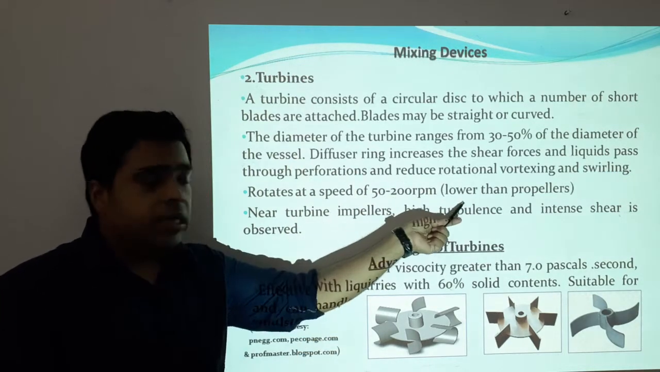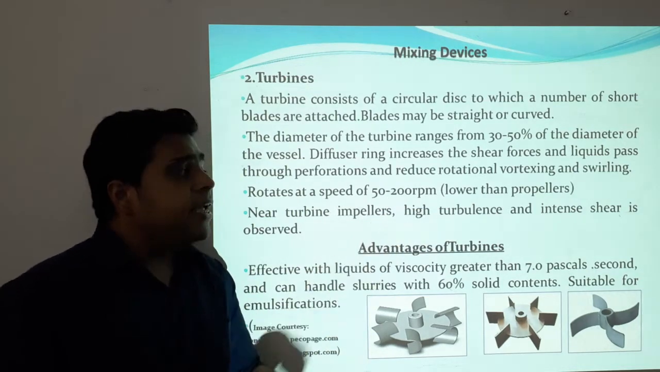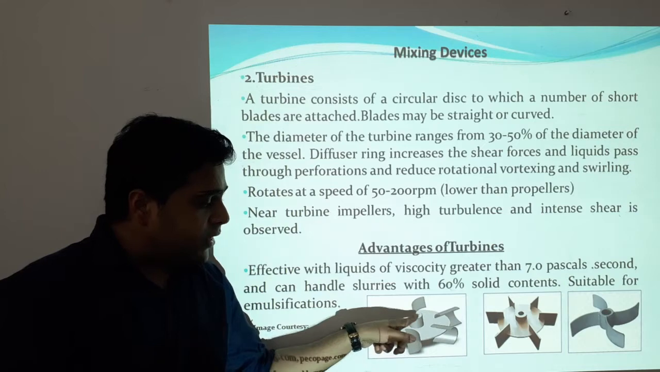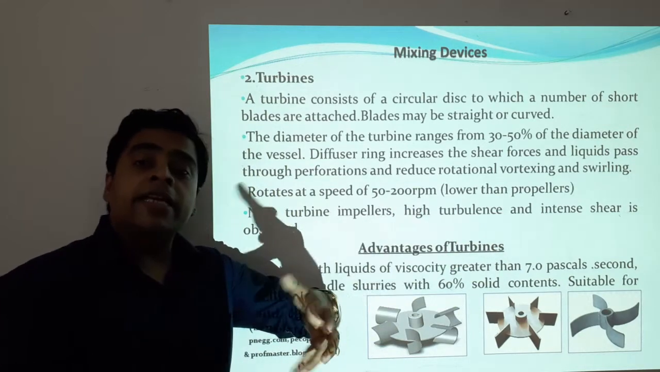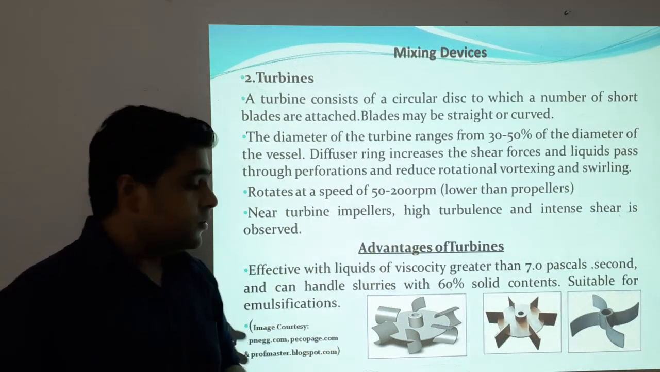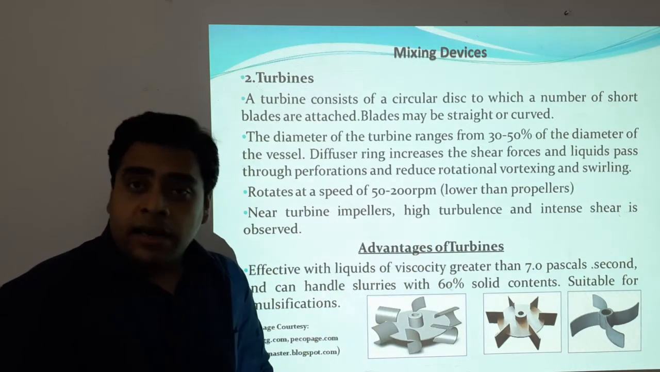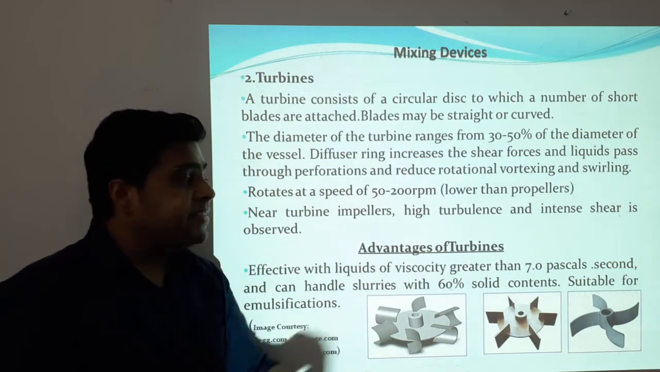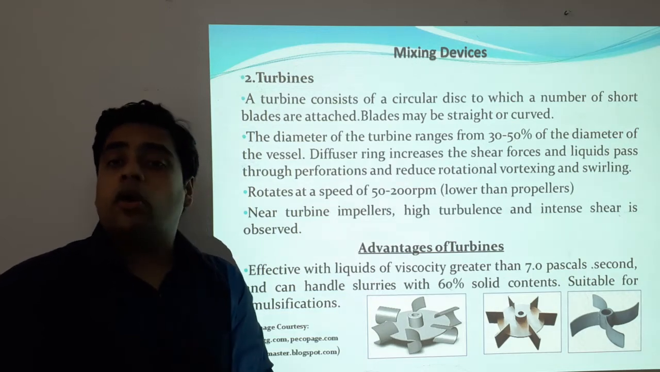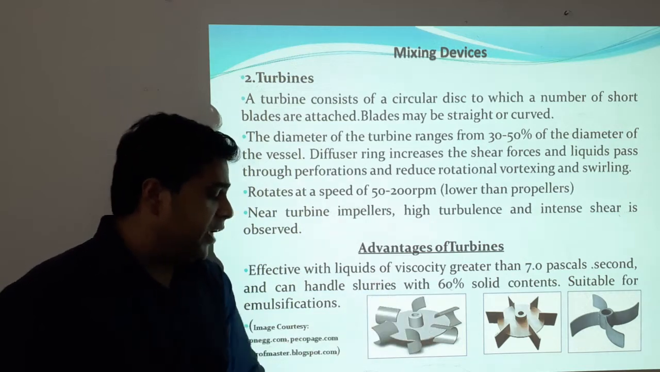It rotates at a lower speed than the propeller, around 50 to 200 rpm, and high turbulence and intense shear are created near the turbine blades. So the shaft is attached to these perforations, and wherever the blade is, when the turbine is rotating, quite high turbulence and intense shear is observed. Coming to the advantages: it is effective with liquids of viscosity greater than 7 pascal seconds, and can handle slurries with up to 60% solid content. Hence, it is quite suitable for the preparation of emulsions and for emulsification purposes.